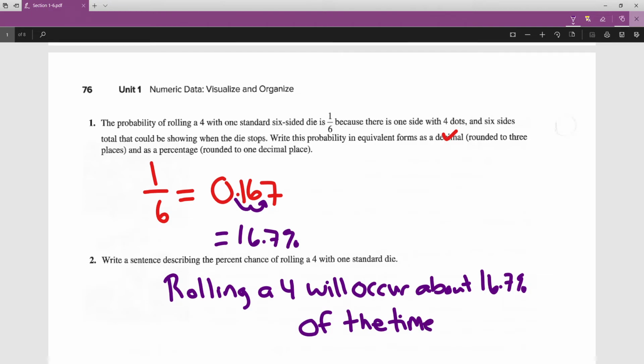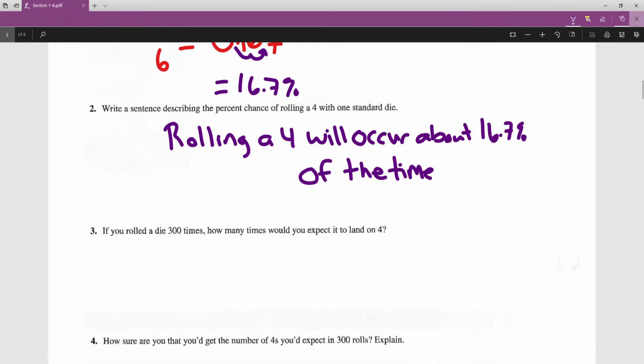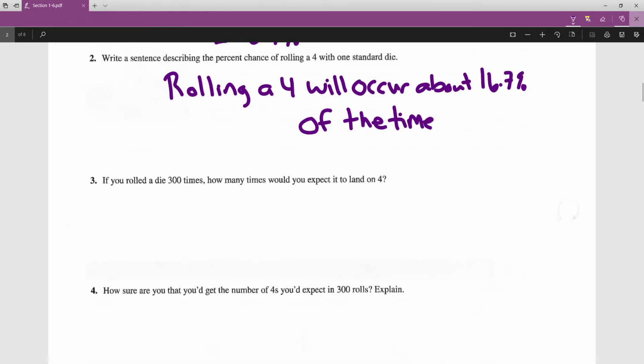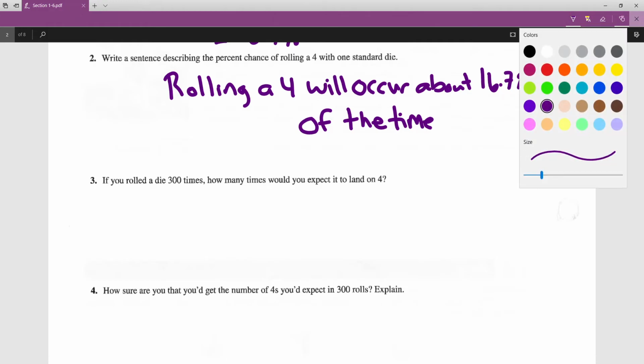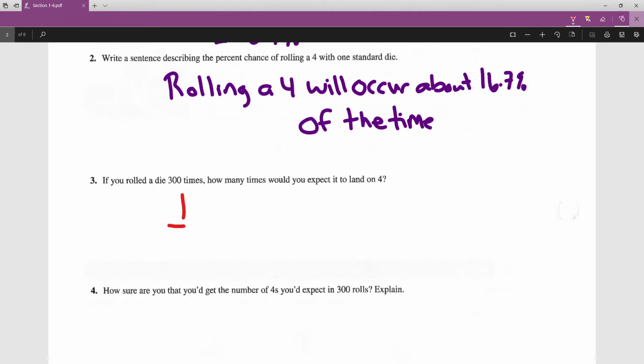Moving on to question number 3. If you roll a die 300 times, how many times would you expect it to land on a 4? What was the probability? We know the probability from the first question was 1 out of 6. If I take 1/6 times the number of rolls, the 300, you should be able to do that in your calculator. 1/6 times 300 should be 50 times.